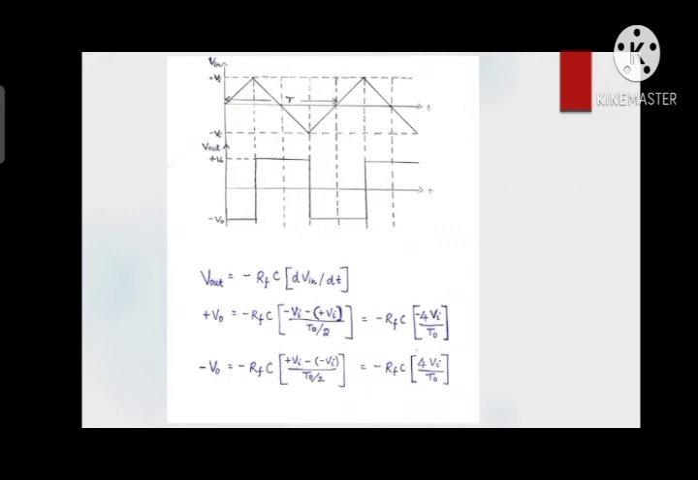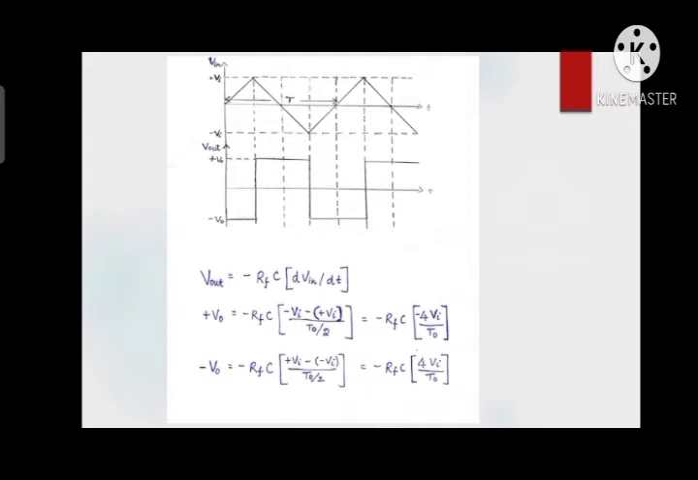Similarly, for the rising slope, the starting point is minus Vi and the ending point is plus Vi. Also, the time period is T0 by 2. Therefore, the output is minus RF C 4 Vi divided by T0. That is, the output has a negative constant DC voltage. Thus we get a square wave from the triangular wave.